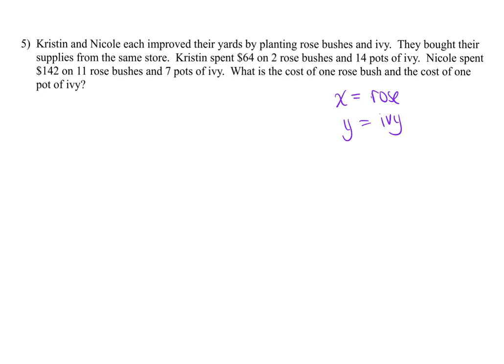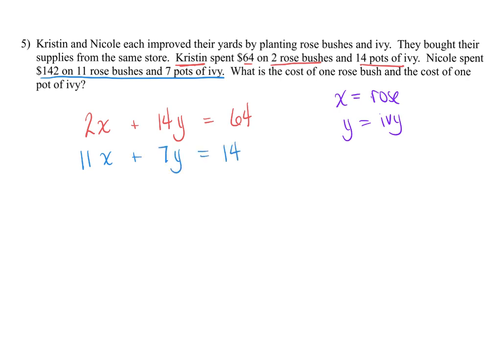Well, Kristen, we're going to start with her. She spent $64 on 2 rose bushes and 14 pots of ivy. So she bought 2 roses, that's how we say 2 of those, and 14 ivies, and that total was $64. We're going to do the same thing for Nicole. Nicole spent $142 on this: 11 roses, 7 pots of ivy, and that was $142. Okay.